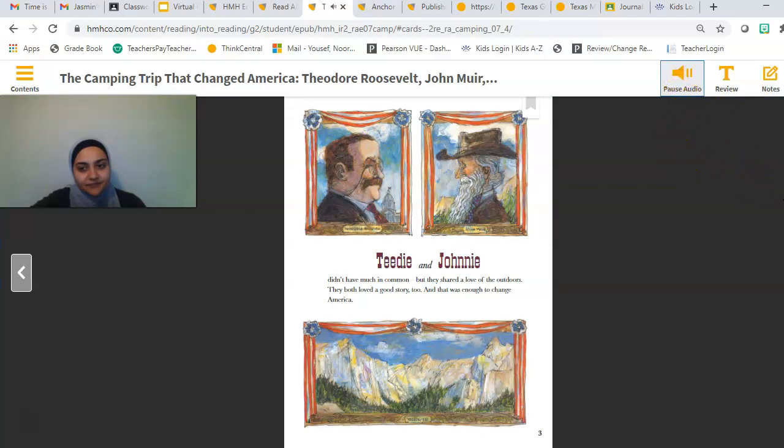Teedy and Johnny didn't have much in common, but they shared a love of the outdoors. They both loved a good story, too. And that was enough to change America.